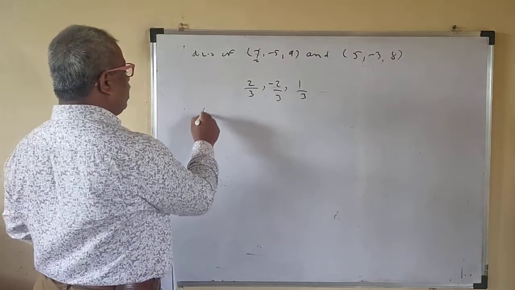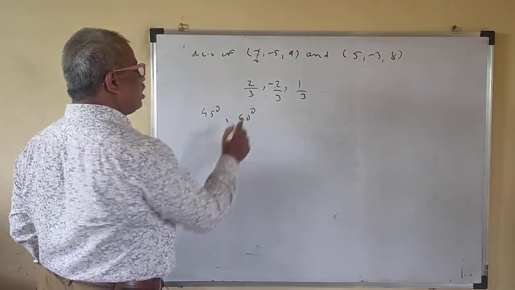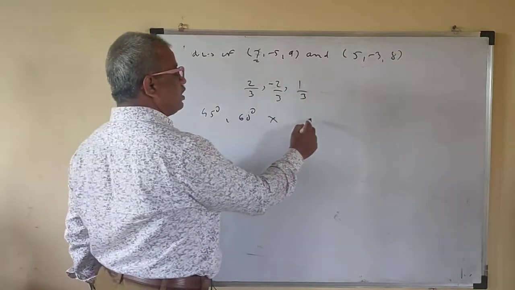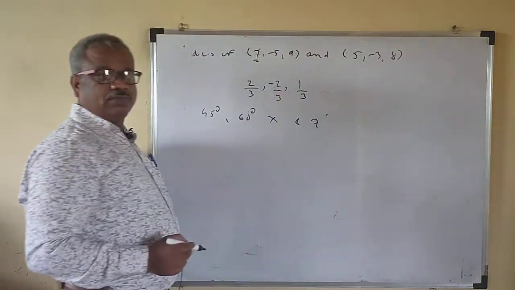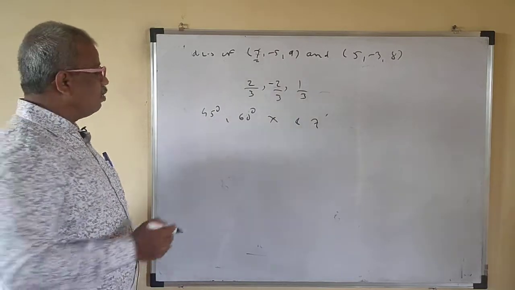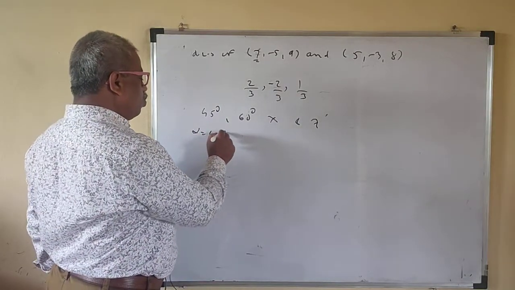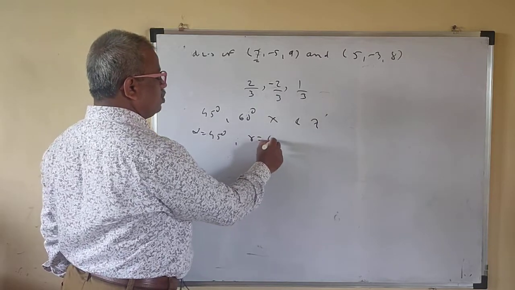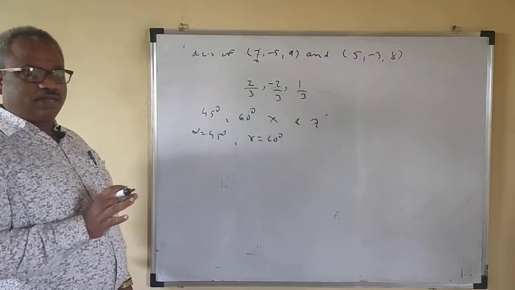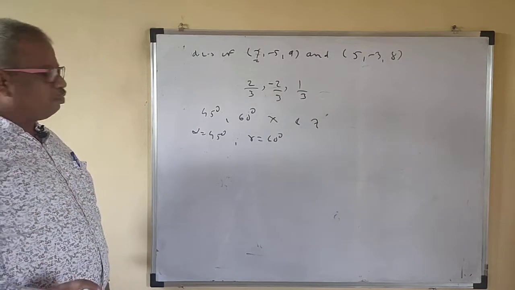Suppose 45 degree and 60 degree are the angles made by a line with the x-axis and z-axis, and you want to find the angle between the line and the y-axis. That means alpha is 45 degree and gamma is 60 degree. It doesn't matter which is alpha, beta, gamma, because two angles are given and you have to find the third angle.